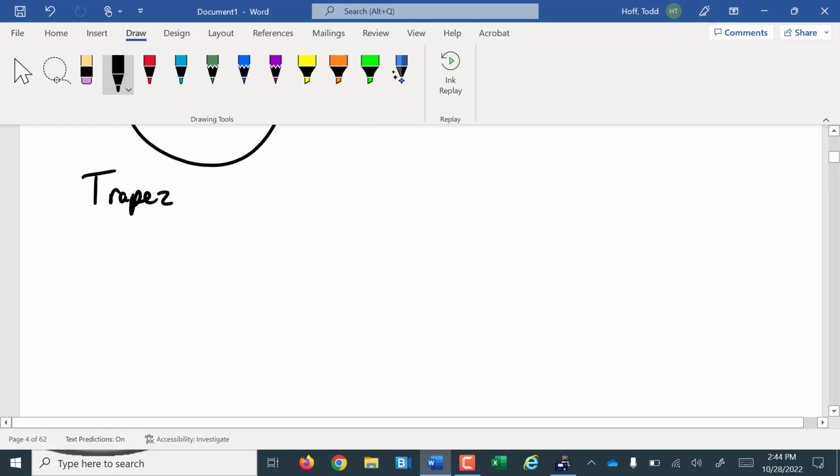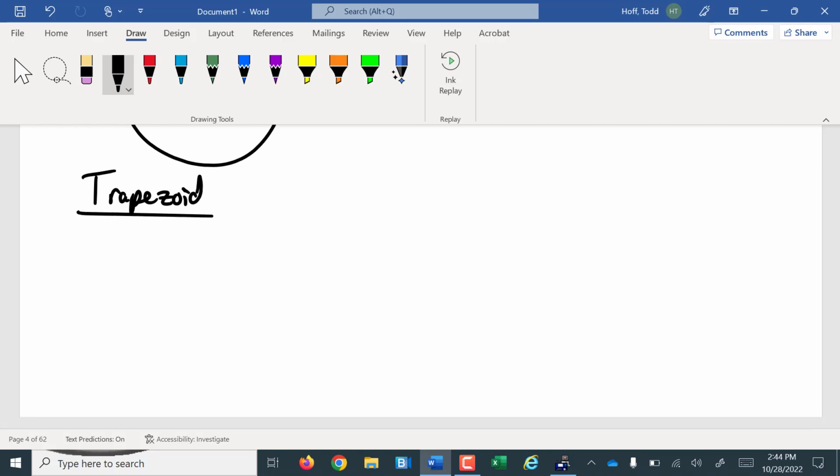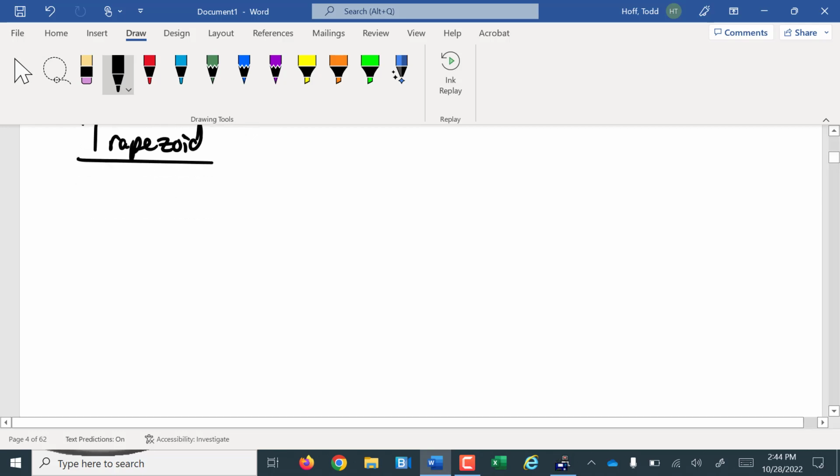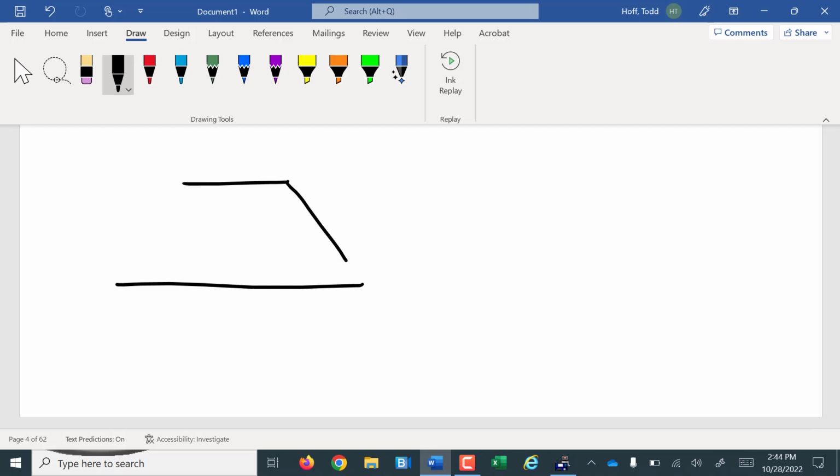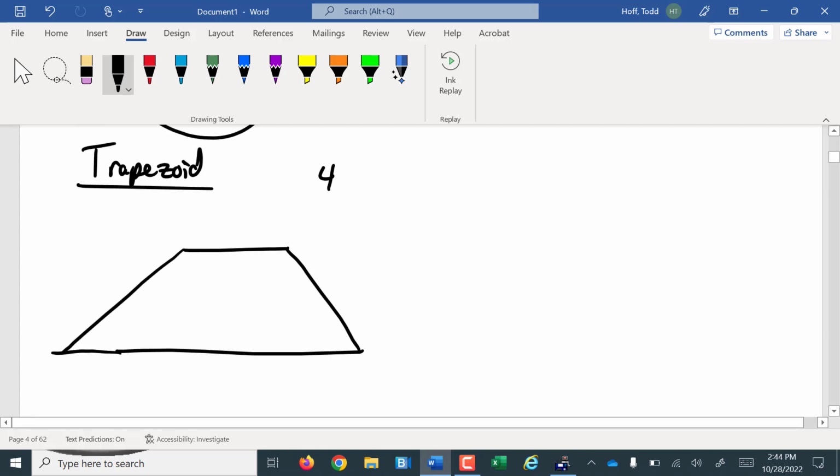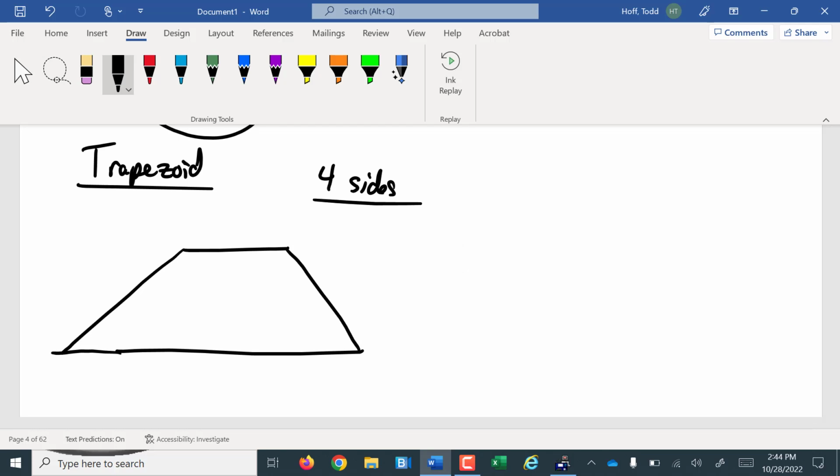Who can tell me what a trapezoid is? Search it up. Looks like half an octagon. That's exactly right. It's a four-sided figure. That trapezoid has 4 sides. I drew this one a little lopsided, but if it's a regular trapezoid, it is usually basically half an octagon.